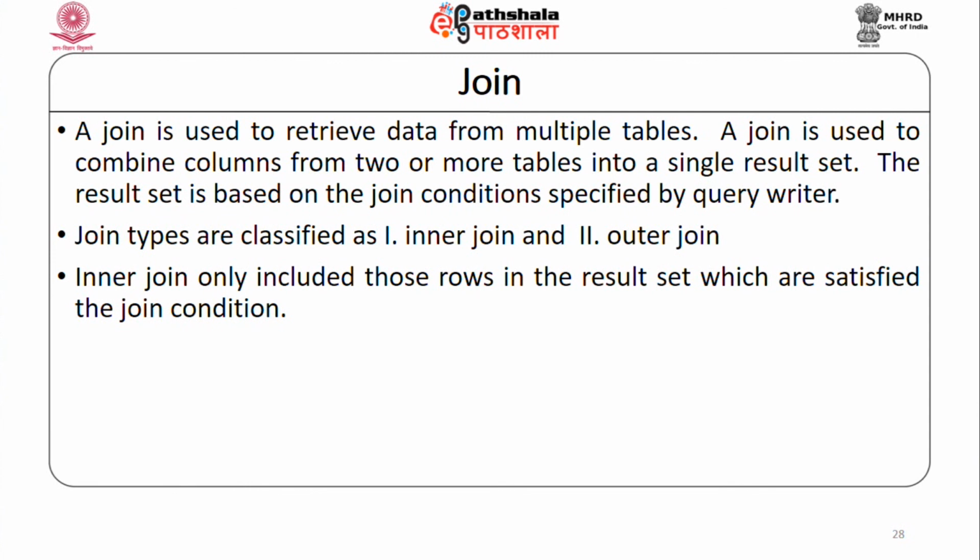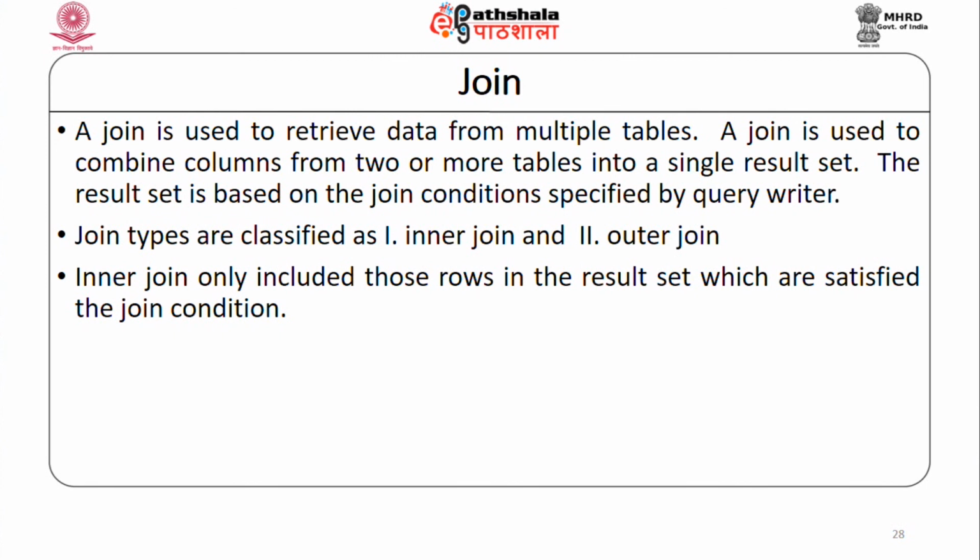Joins can be classified into two types, one known as an inner join, the second an outer join. An inner join includes only those rows in the result set which satisfy the join condition. All of SQL is basically based on the mathematical set theory concept.